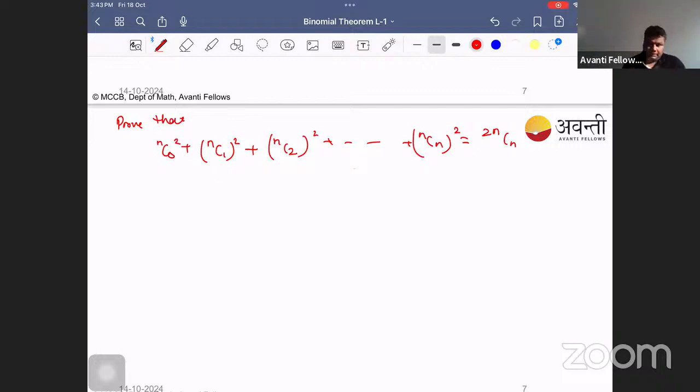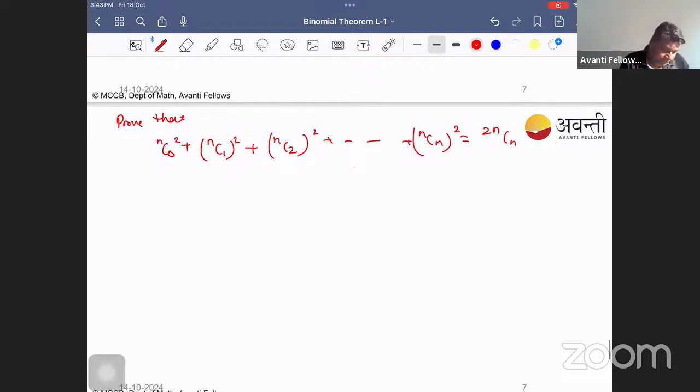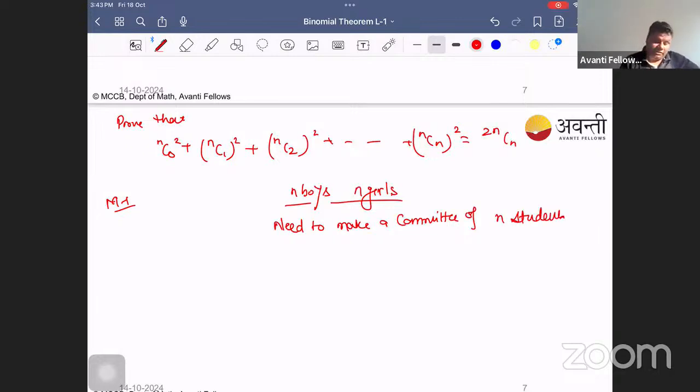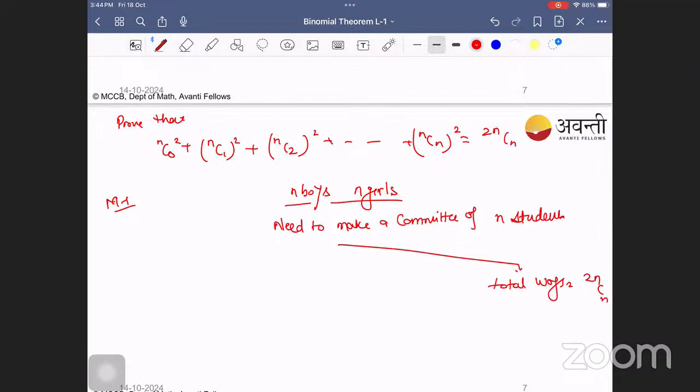So the right side of this. Now the method one I'm telling you first. We have n boys and n girls, and need to make a committee of n students. Since there is no restriction, total ways can be 2nCn. Yes or no? Total ways can be 2nCn.